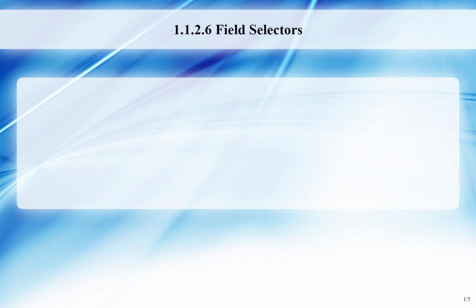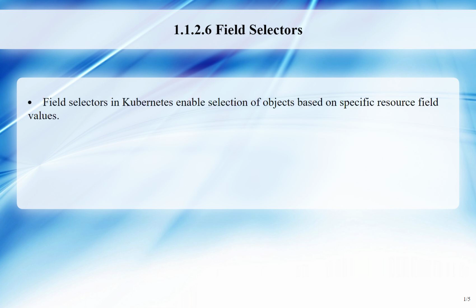1.1.2.6 Field Selectors. Field selectors in Kubernetes allow you to select objects based on specific resource field values. For example, you can query for objects with certain metadata or status fields.